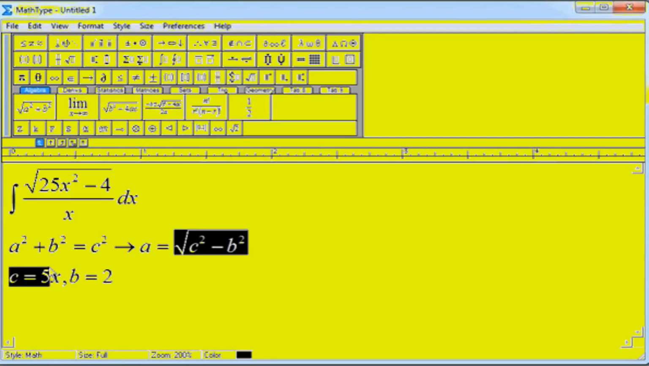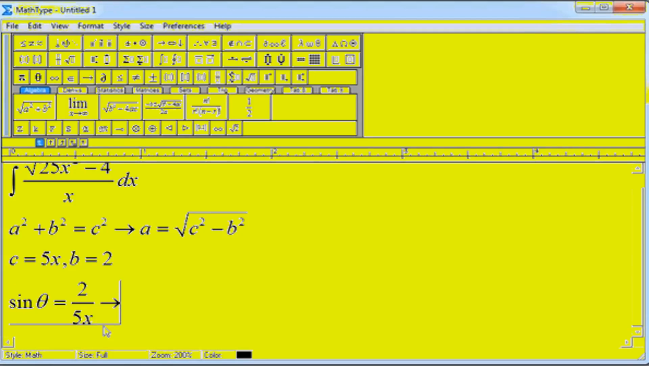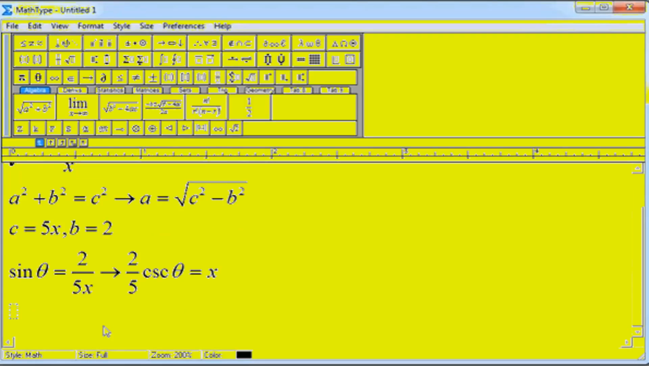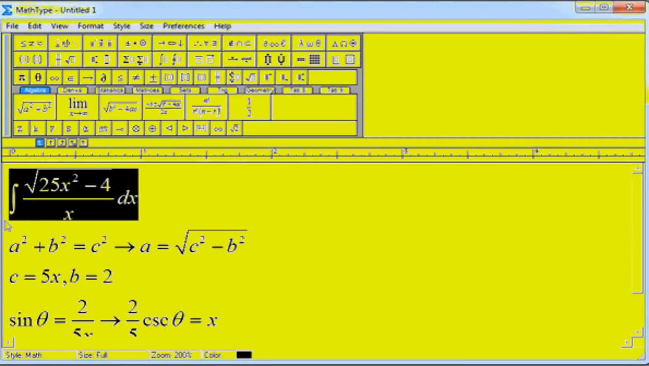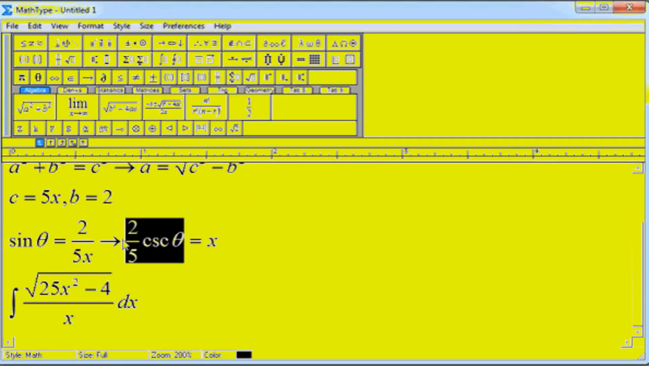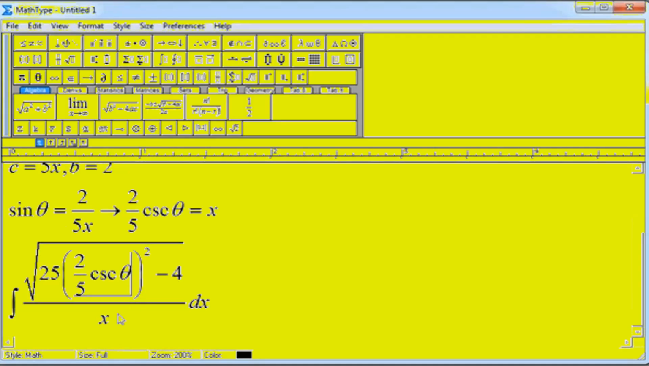So the sine of theta equals 2 over 5x, and if we solve for x, well, 1 over sine is cosecant theta, and that's equal to 5x over 2, and then you bring the 2 over, divide by the 5. Alright, so x is equal to 2/5 cosecant theta. So, that's our substitution. 2/5 cosecant theta. And we'll take this up here, and we'll replace x by 2/5 cosecant theta.